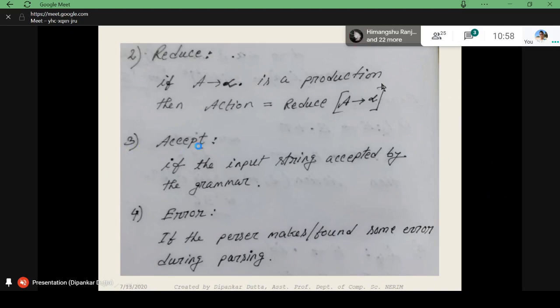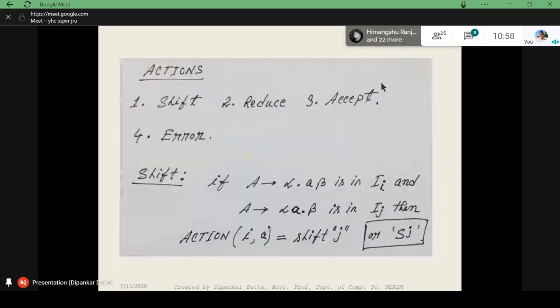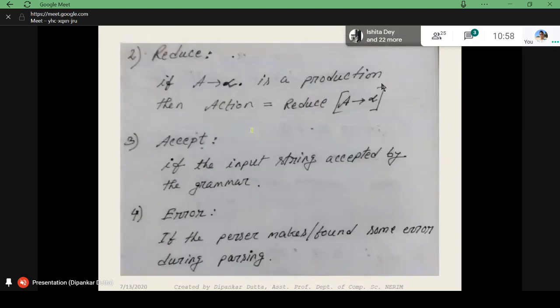Shift, reduce, accept and error. Okay, we have these 4 actions. So shift done, reduce done, and then accept.